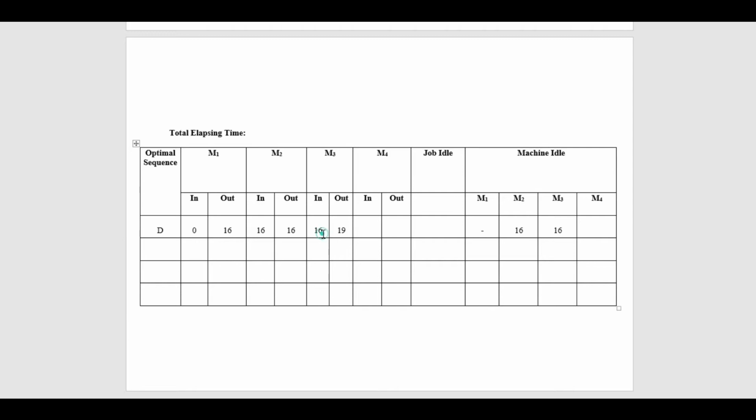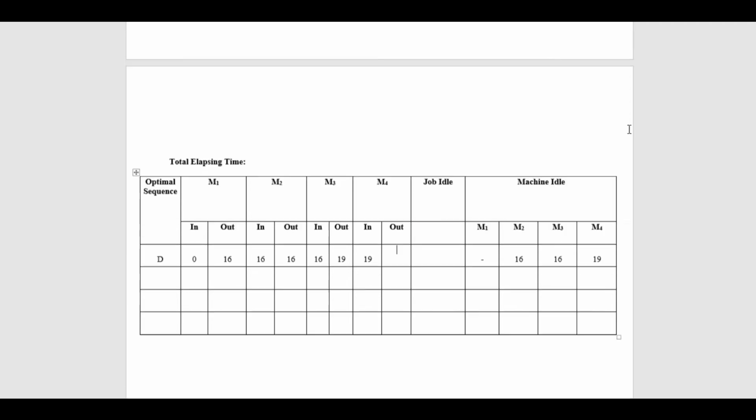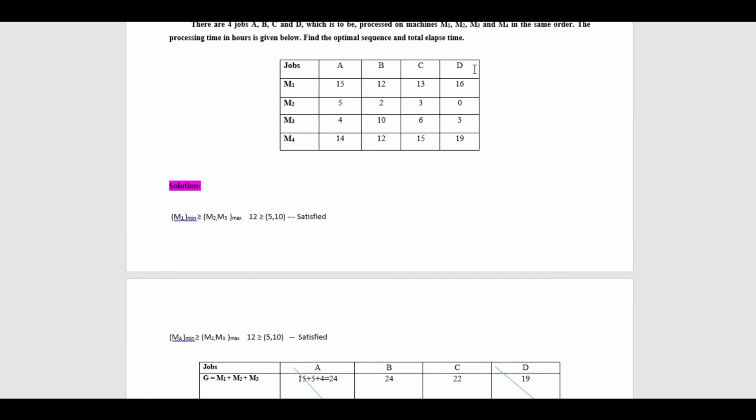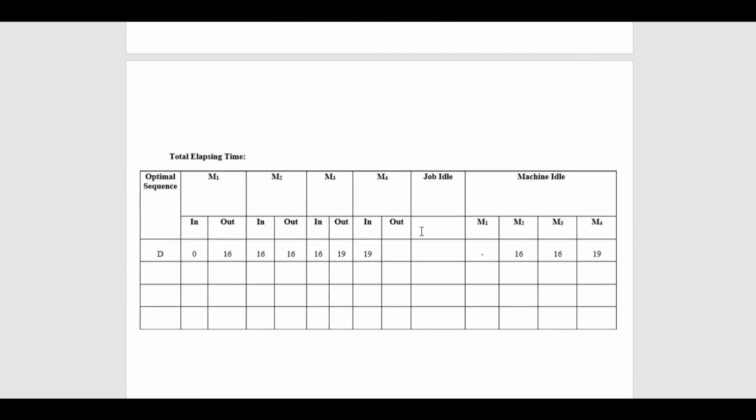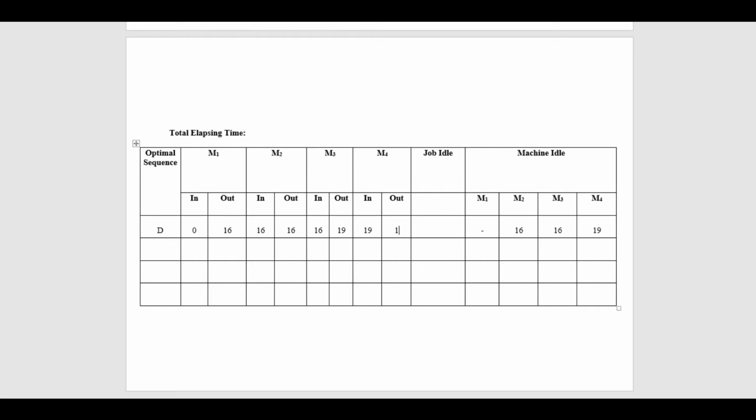So 16 plus 3 is 19, and this out time will be the in time of the next machine, 19. So machine 4 should be idle for 19 minutes. The processing time on machine 4 for job D will be 19 minutes. So 19 plus 19 is 38. In this case the job is not idle in between these machines, so the job idle time will be 0. This is how we have to fill the table.